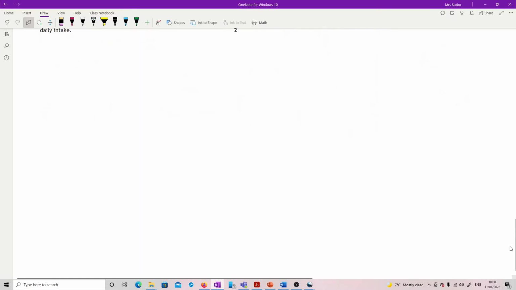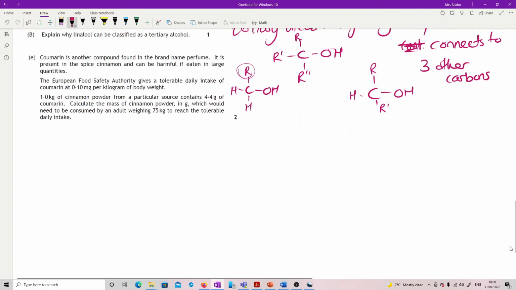Oh, here we go. This is the last bit of it. Coumarin is another compound found in brand name perfume. It is present in the spice cinnamon and can be harmful if eaten in large quantities. European Food Safety Authority gives a tolerable daily intake of coumarin at 0.1 mg per kilogram of body weight. 1 kilogram of cinnamon powder from a particular source contains 4.4 grams of coumarin. Calculate the mass of cinnamon powder in grams which would need to be consumed by an adult weighing 75 kilograms to reach the tolerable daily intake.